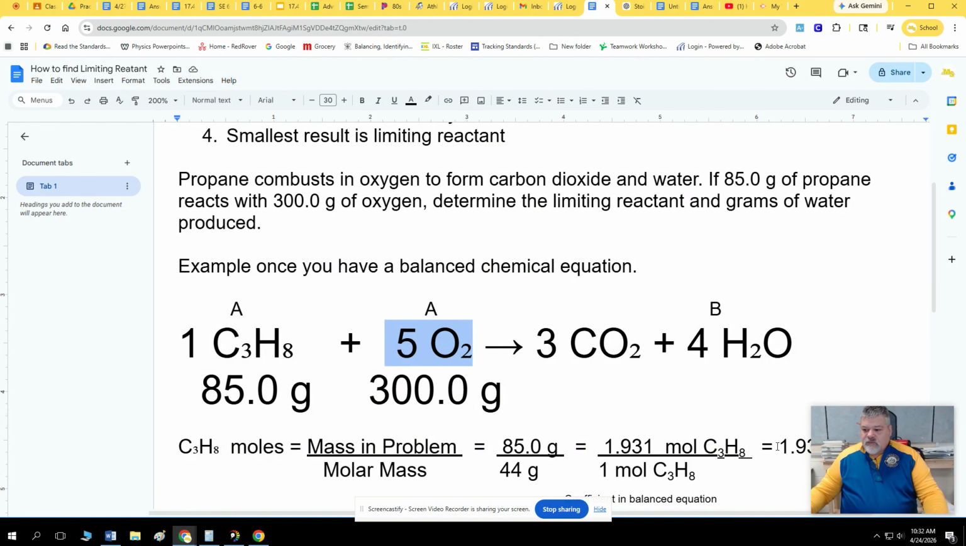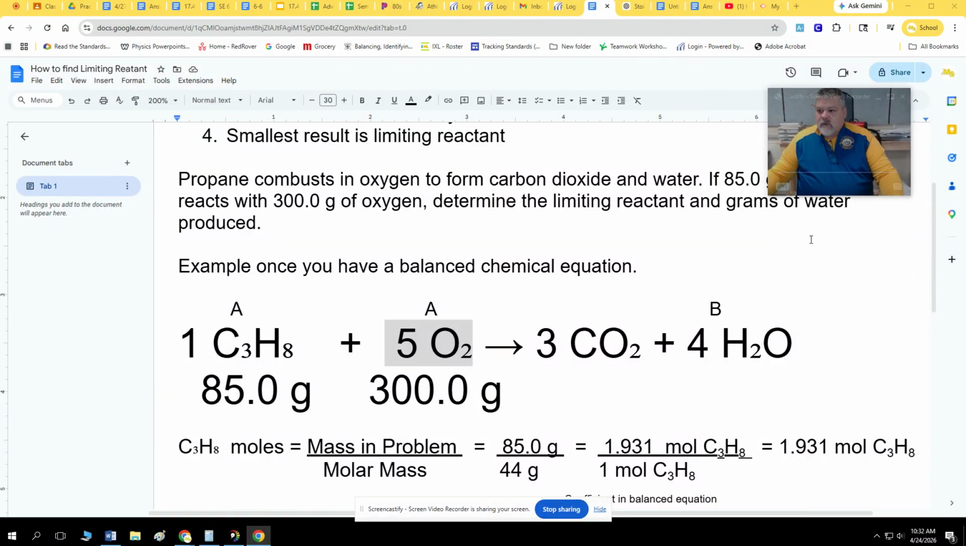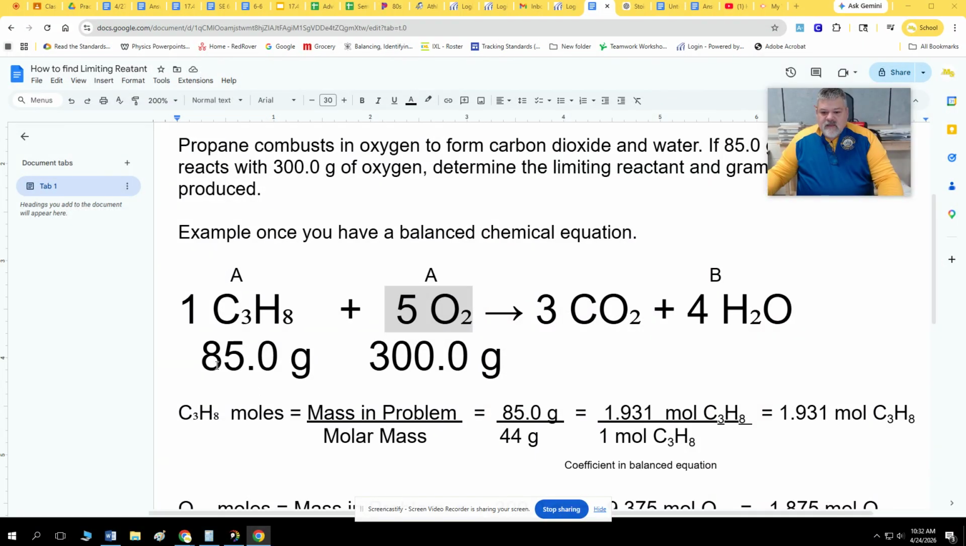And if I look at the first one, I'm going to move this picture out of the way. There we go. So to find the moles of propane, we're going to take the mass of propane. That's the mass that we start with, the 85 grams, and we divide by the molar mass of propane. Now, the molar mass of propane, I have 3 carbons. Each carbon is 12. That's 36 plus 8 is going to be 44. The mass in the problem is 85, so 85 over 44.